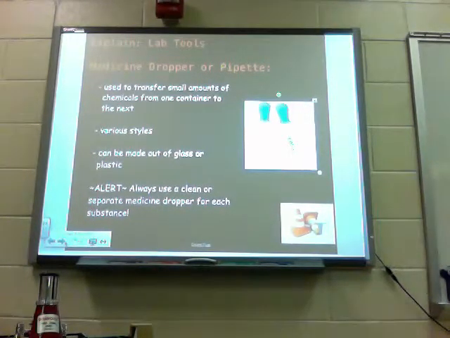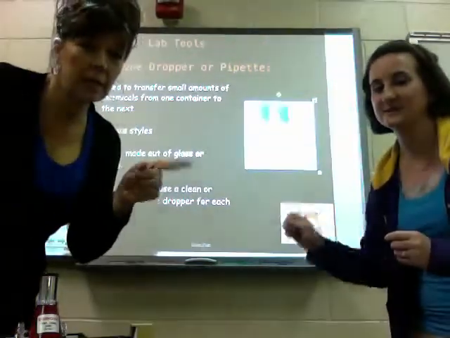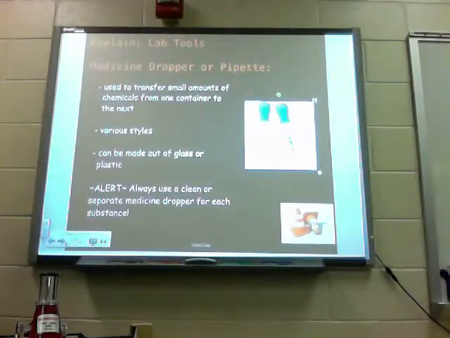And then alert! Alert! Always use a clean or separate medicine dropper for each substance. Very important to use a new or clean one for each substance. Do not contaminate your medicine dropper. That's right. No contamination here.